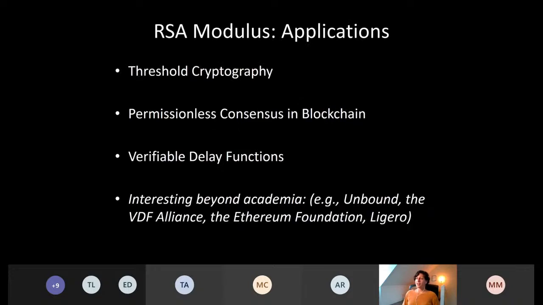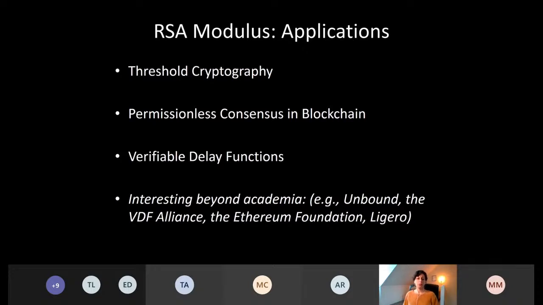So why do we care about RSA moduli, and why do we want to do them in a distributed manner? Originally, when we came up with public key cryptography, the assumption was that there is a trusted third party that produces these primes P and Q and their product N. But there are certain scenarios where we cannot entrust a third party to do this job. So we want to do this in a distributed manner.